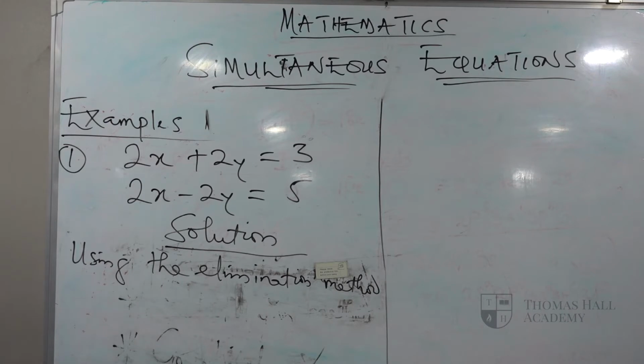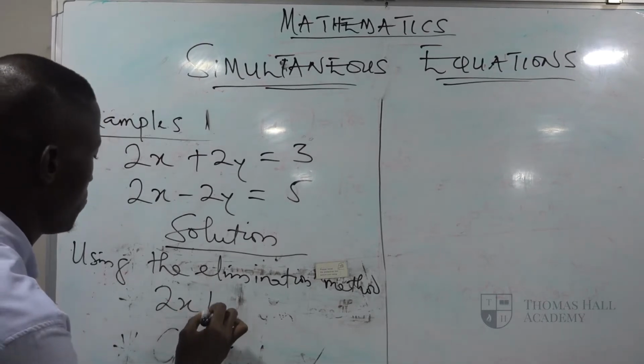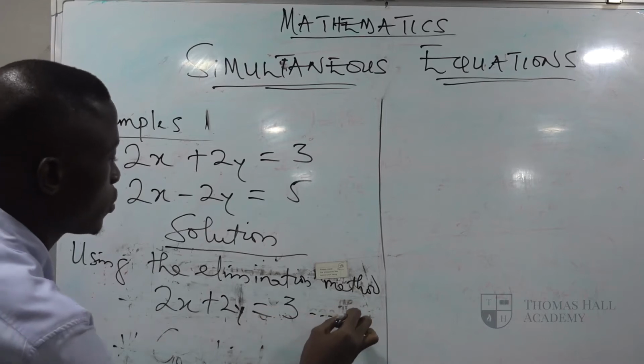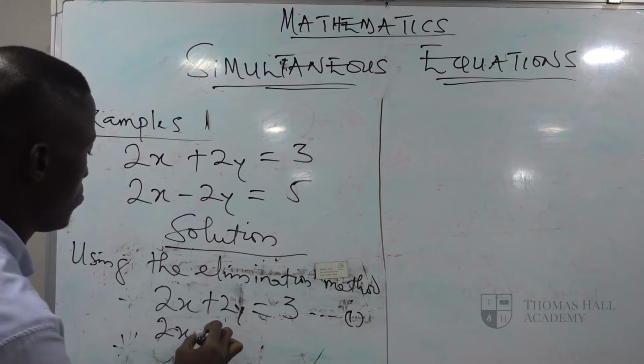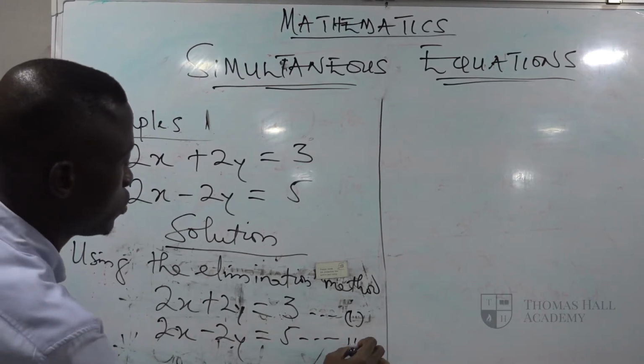Now, how do you use the elimination method? Look at this question: 2x plus 2y equals 3. We call this equation 1. And we have 2x minus 2y equals 5. We call this equation 2.